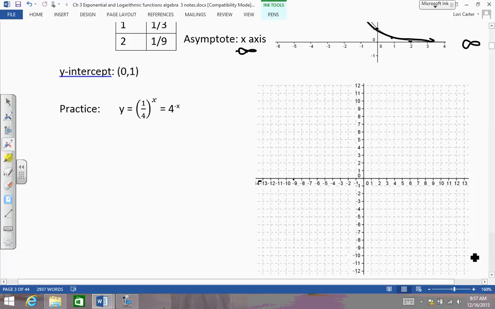So this should have looked like something on that order. We got 16 off my graph: 4, 1, 4, 16. It goes negative infinity to positive infinity for your domain. Range 0 to infinity. Where's my asymptote? X-axis. Where do you get that from?